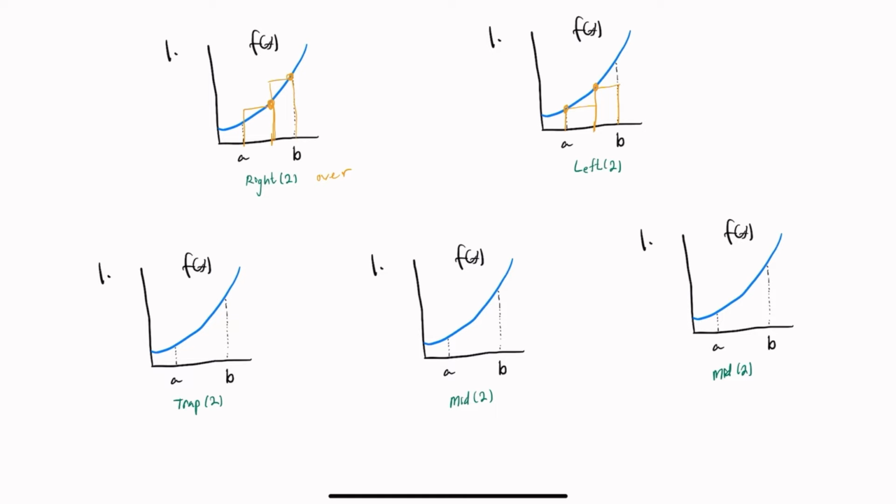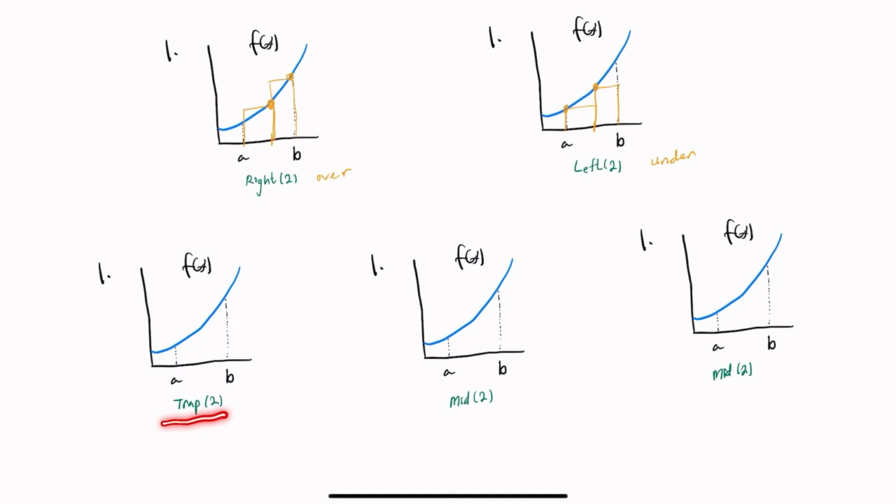Remember, we are estimating the area under the curve here. However, when we draw these rectangles, this area is missing. We are not including this area in our estimation. Therefore, left of 2 is going to be an underestimation.